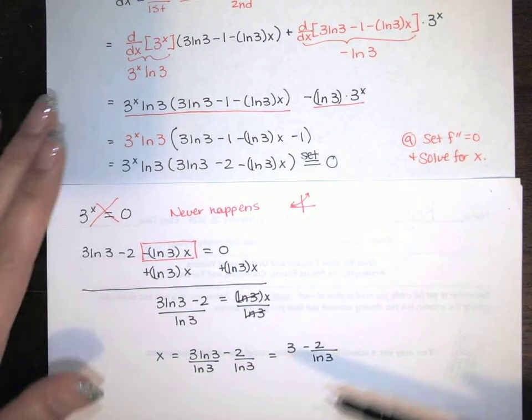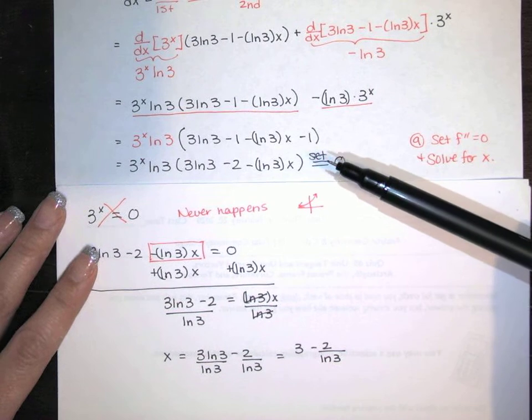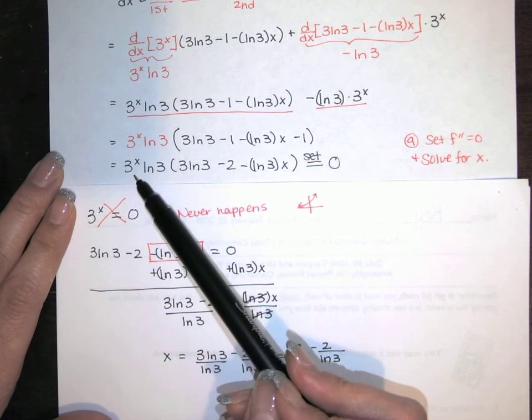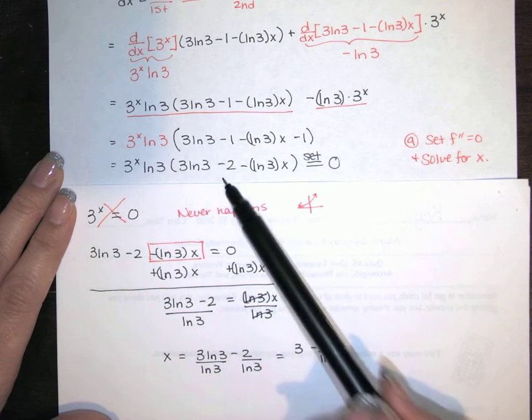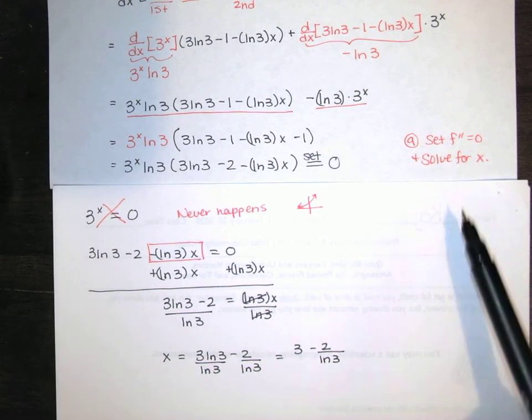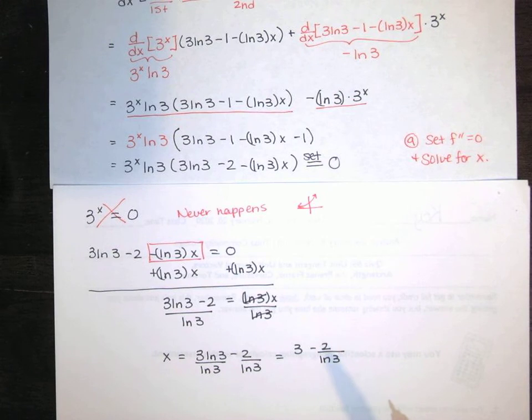Now we should also consider when the second derivative is undefined. But exponentials are always well defined, and this is linear in x, that's always well defined. So this is our one possible point of inflection for our function. It's not a critical point, it's kind of like a critical point. It's just we use the second derivative instead of the first derivative. That is the number that's going to go on our sign chart for f double prime.